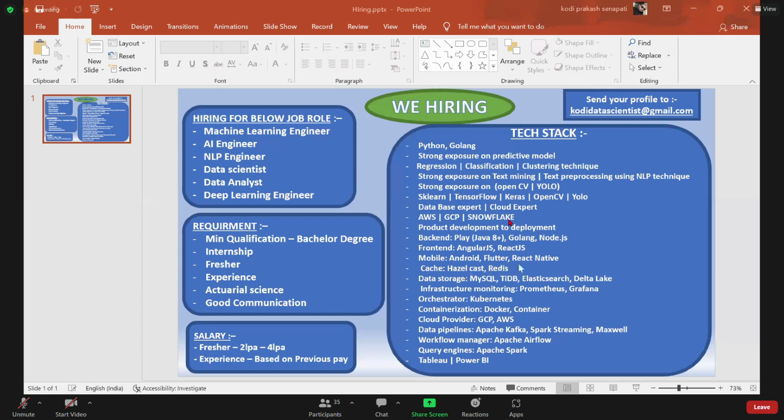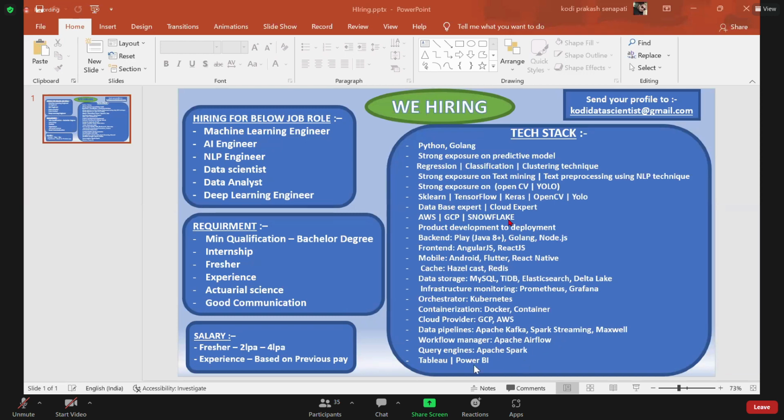Now, do you know Flutter, Golang, Node.js and Play Java 8? Some of them know things like Prometheus and Grafana for infrastructure monitoring. Do they know these things, guys? And Docker containers and streaming, they never know about all those things. That's what I'm saying. All the YouTubers are just trying to confuse the students' brains and increase their business. That's it. Are you getting my point or not?